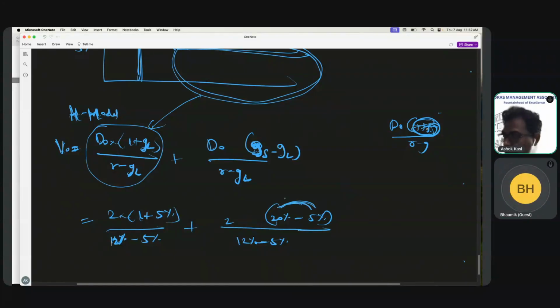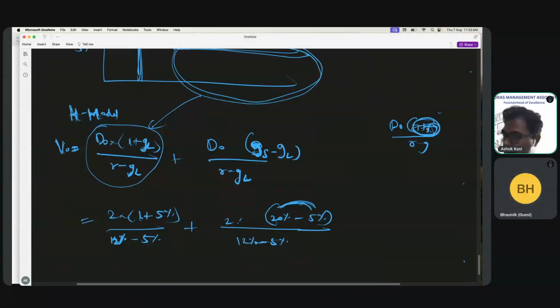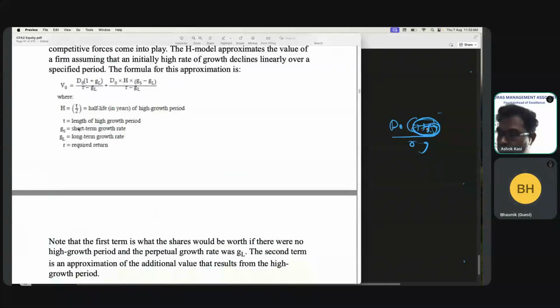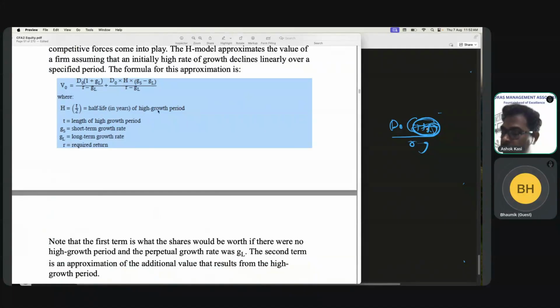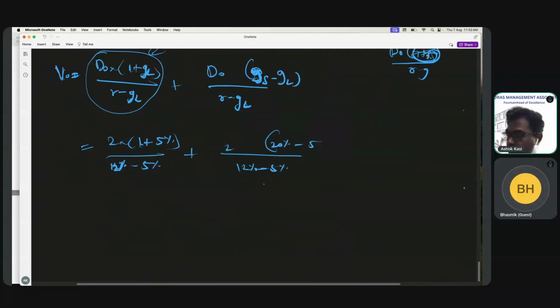This is happening for how many years? Over the next 10 years. So half means 10 by 2, that means 5 years. I will multiply by 5. Half means the half life in years of high growth, so T by 2. This is for 10 years, half. So that means I'm taking only 50% of all this growth.